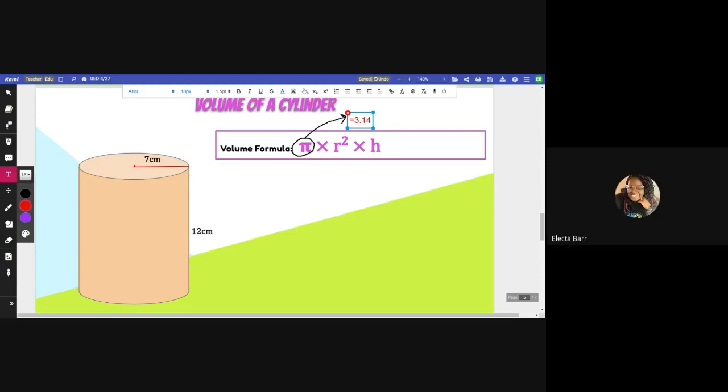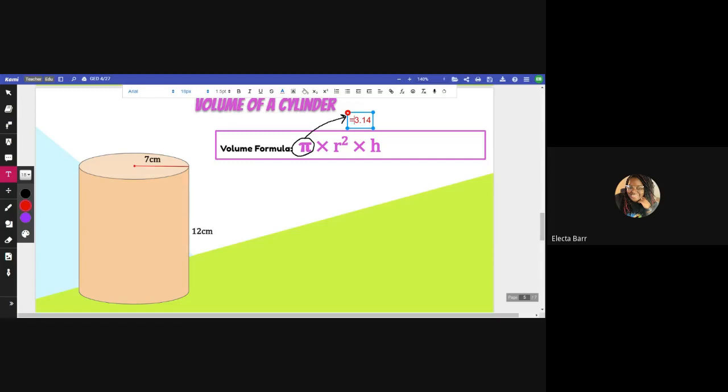And so we use that pi when we're trying to find the volume of a cylinder. So this is your formula for volume. You use pi, which is 3.14, times your radius, we just talked about what radius is, times your radius squared, times your height.